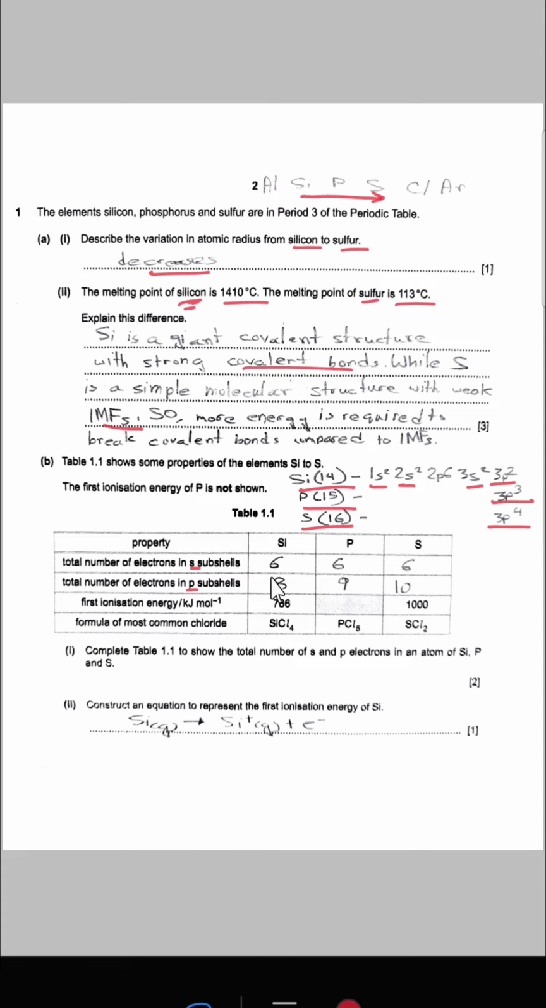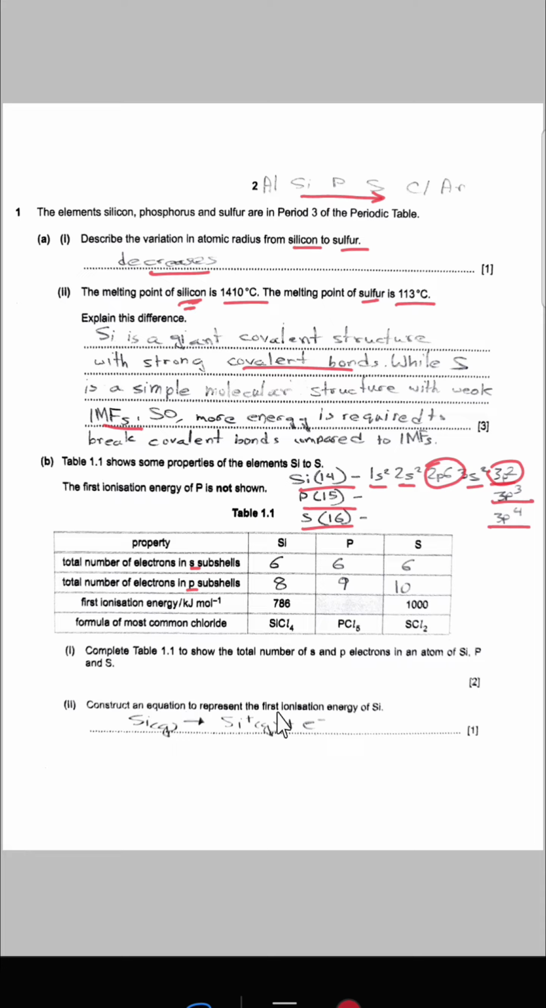Then for p orbitals, as phosphorus and sulfur contain one and two more electrons than silicon respectively, they also contain more p electrons. Silicon contains 2p6 and 3p2, that means 8 electrons. Phosphorus contains 9 electrons and sulfur contains 10 electrons. So 8, 9 and 10.